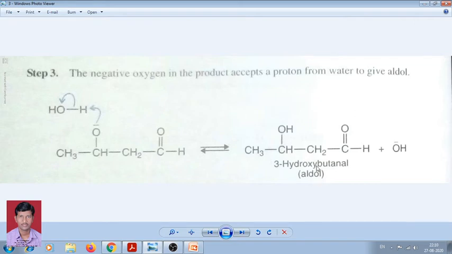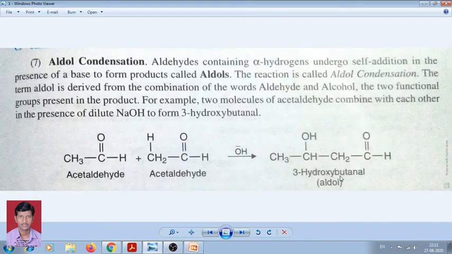Why aldol? Because this compound has an aldehyde functional group and an OH functional group. Why is this called 3-hydroxy? From this carbon, 1, 2, 3, there is an OH functional group, that's why 3-hydroxy. How many carbon atoms? 4. 1, 2, 3, 4 means butane, and there is an aldehyde functional group, therefore the E gets replaced by Al, so the name of the compound is 3-hydroxybutanal, that is aldehyde.